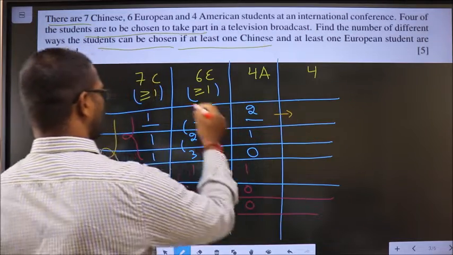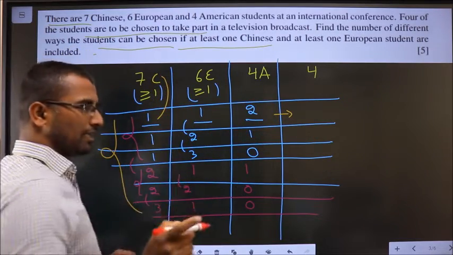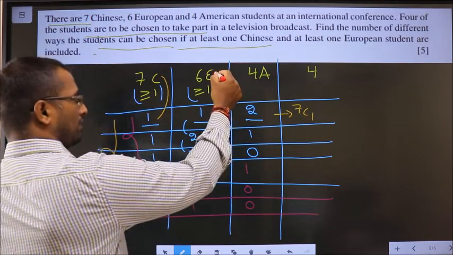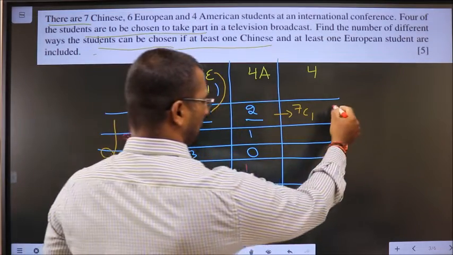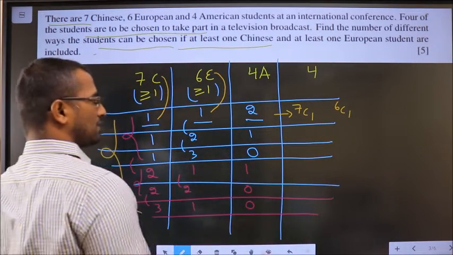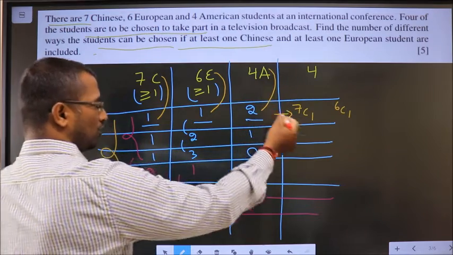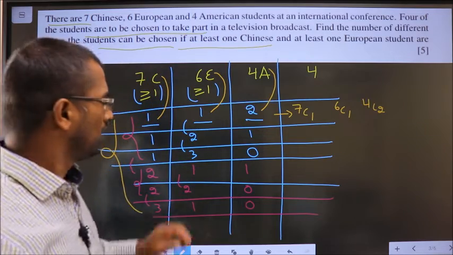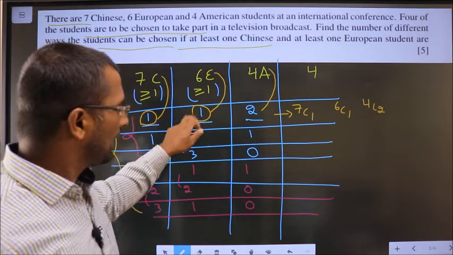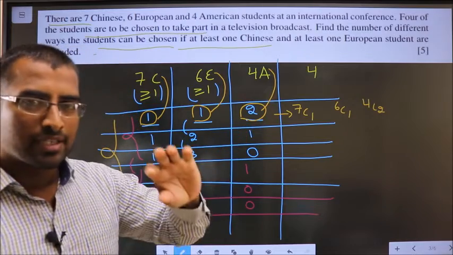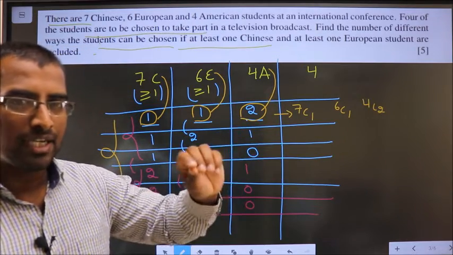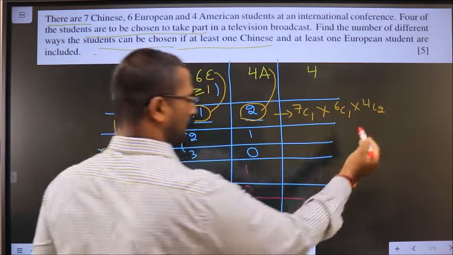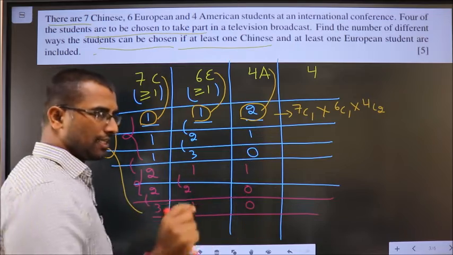Over here, from 7 you need to select 1. That can be done in 7C1 ways. From 6 you need to select 1. That can be done in 6C1 ways. From 4 you need to select 2. That can be done in 4C2 ways. Okay, now see. All this needs to happen at once. That is and between them. So whenever it is and, you need to put a multiplication sign. Clear?